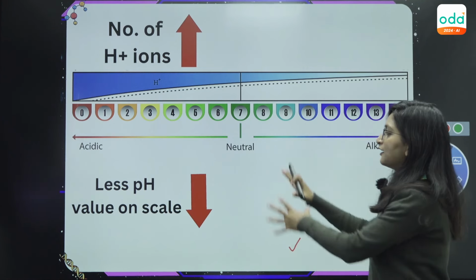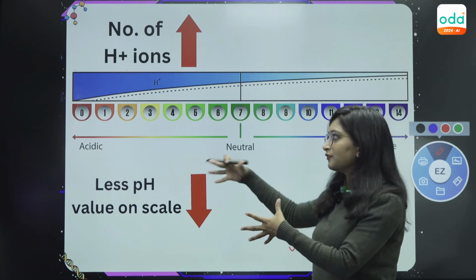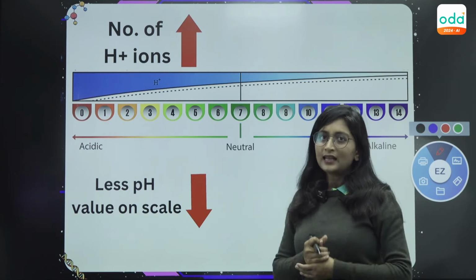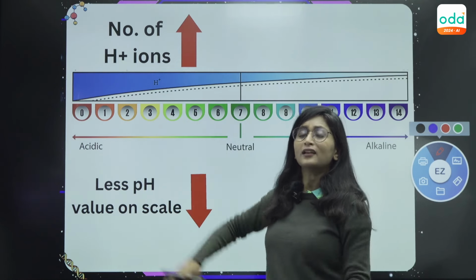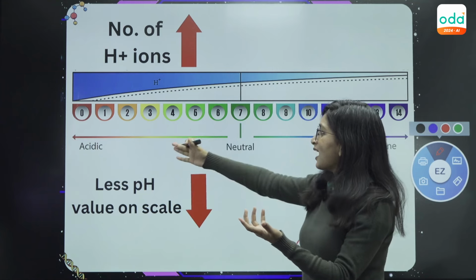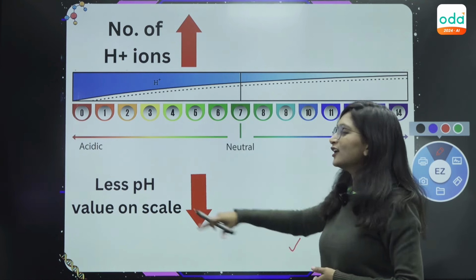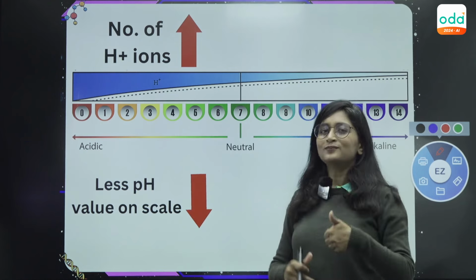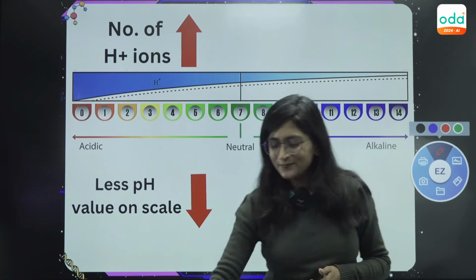Now yes, if you have a less pH value, then definitely more of the hydrogen ion is there. So if we take the example of 0, 0 is having the maximum number of hydrogen ions, and yes, among 0 to 6, the lesser pH value is of course 0. So here we have less pH value, which means more of the hydrogen ion and more acidic it would be.